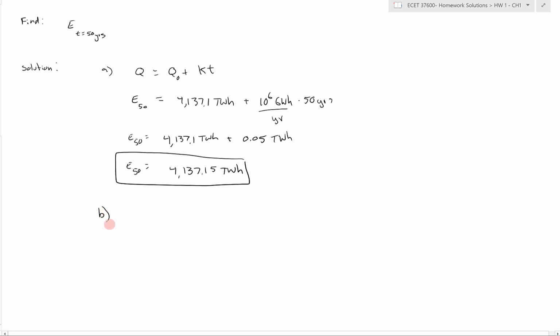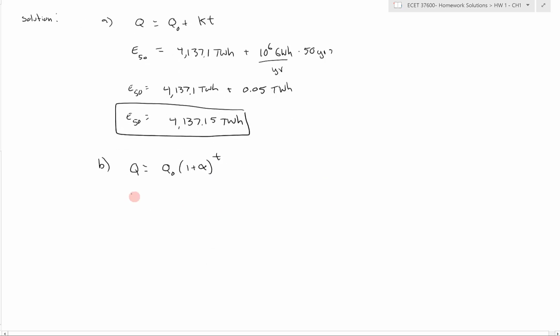B, we wanted to use the discrete exponential growth model. That tells us that Q is equal to Q0 times 1 plus alpha, and that quantity is raised to the power of T. So for us, that's going to be E in 50 years is equal to the initial quantity, which is 4,137.1 terawatt hours. We're going to multiply that times 1 plus 0.04. We're going to raise that to 50 years.